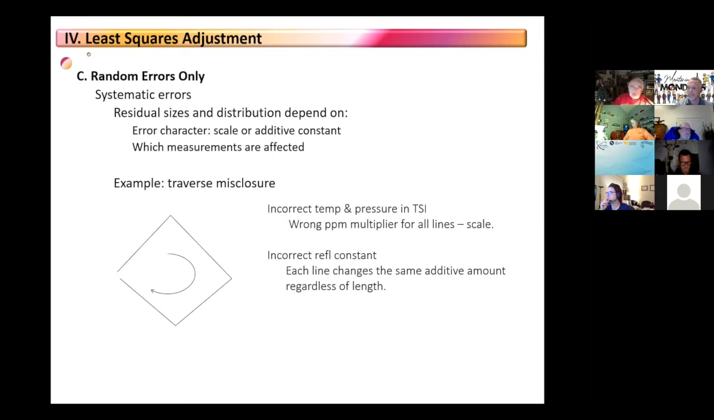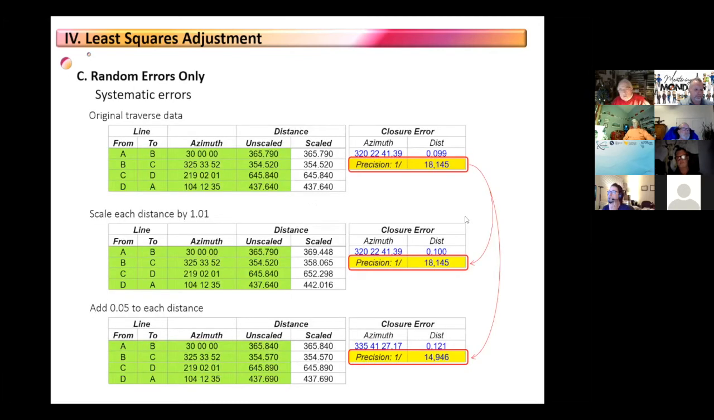On the other hand, if the prism constant is incorrect, then each line will have the same exact amount of error present regardless of its length. So one's an additive error, the other one is a multiplying error. It's a scaling error. Now, the problem with this is the scaling error won't always get picked up by a least squares adjustment. For example, this is another type of spreadsheet that I use with my students for adjusting a traverse.